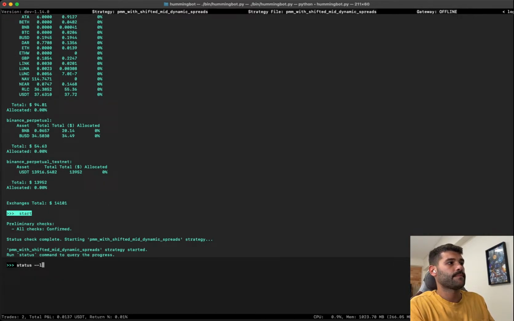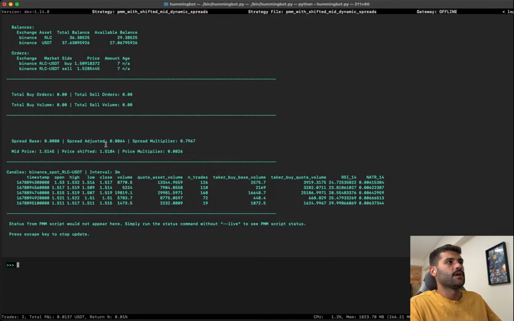status live. Remember that the last normalized average true range was 0.032. If the scalar now is 1, it is the real normalized average true range. The one that we used before was the middle, the half of the average true range that we were using before. So in this case, the spread adjusted will be 0.0062. So we are going to use a spread multiplier of almost 0.8.